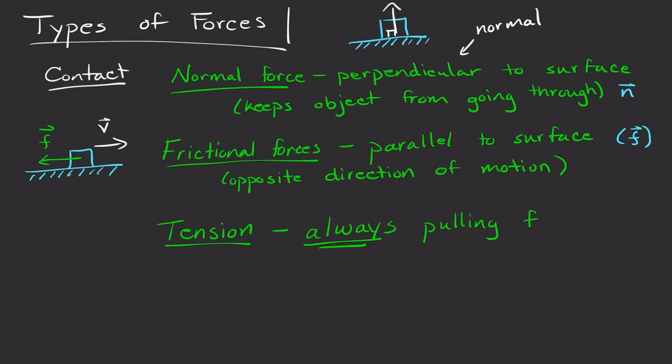You always attach a rope or a chain or something like that to an object when you want to pull it. But if you stop pulling, the rope or the chain will never push on an object. It will only pull. As soon as you stop pulling, it goes slack. So this is from a cable, a rope, string, a chain, etc.